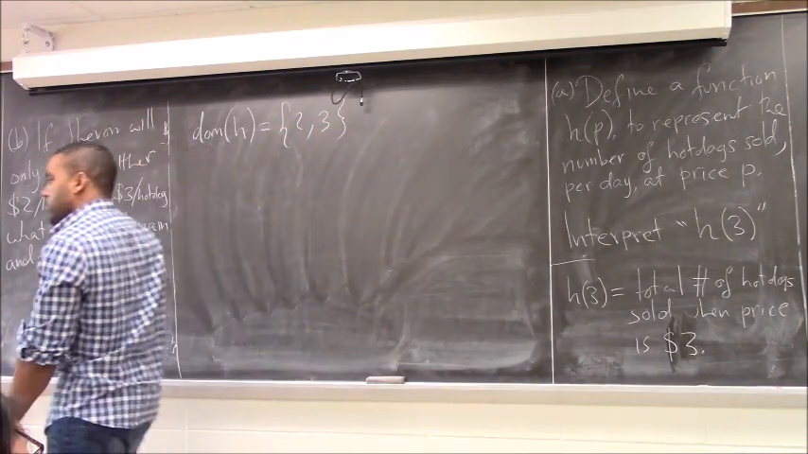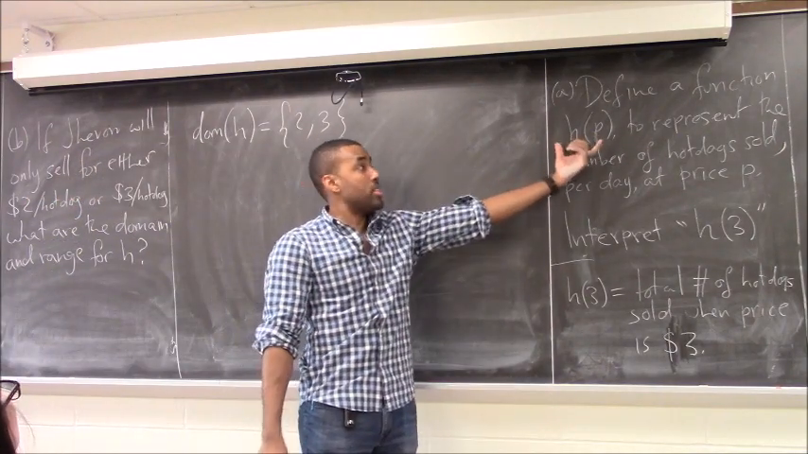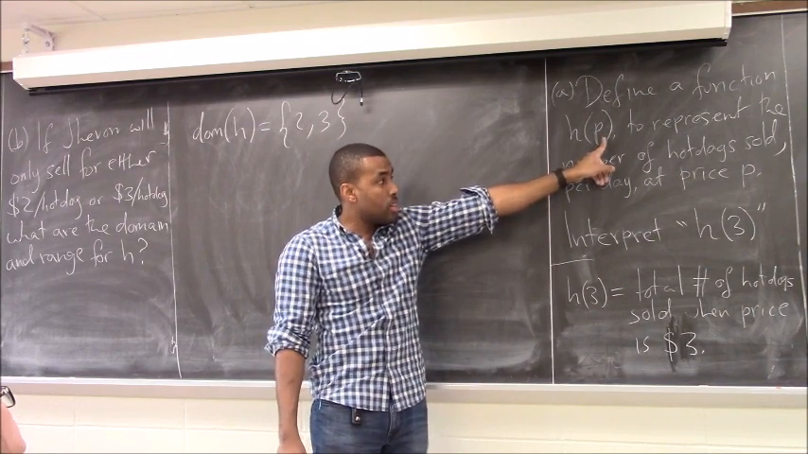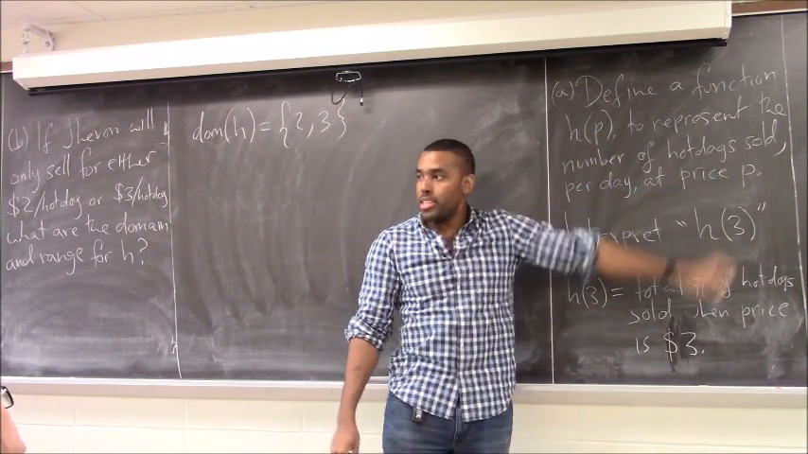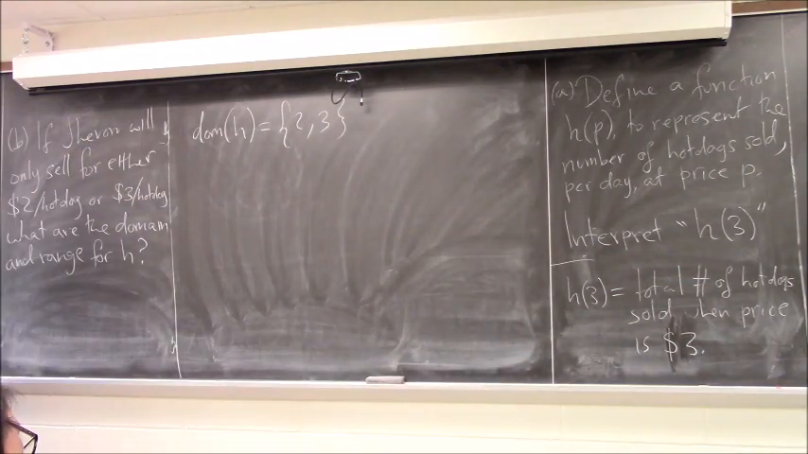Remember, the domain is a set of possible inputs. I have defined a function h of p. Remember, in this notation, the guy on the inside is your input. The input is p, which I tell you is the price. The possible prices are 2 and 3. Therefore, those are the guys in the domain. 2 and 3 are the domain elements.